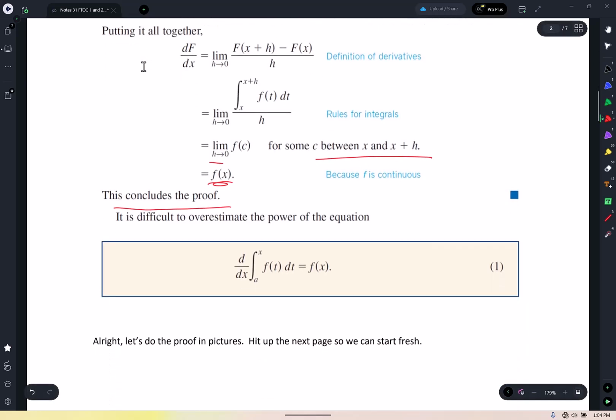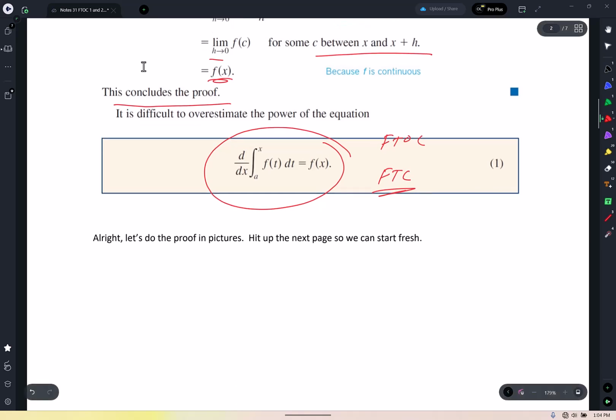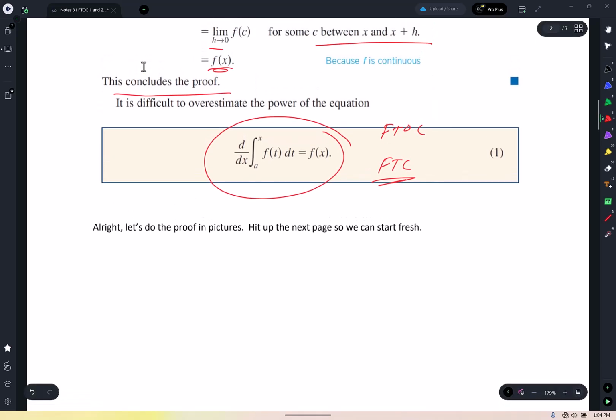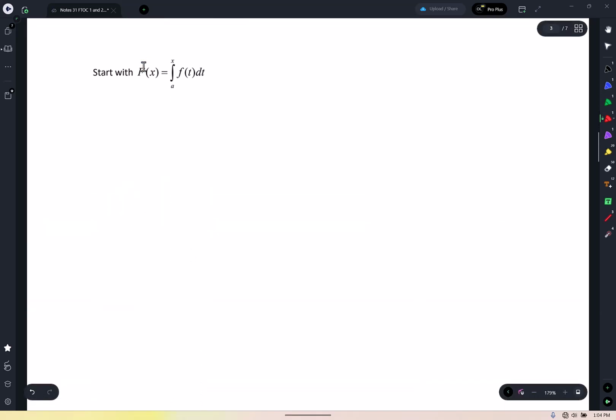Okay, no, we're going to go ahead and do it with pictures. So here it is. This is actually the fundamental theorem of calculus. Sometimes they call it FTC, or maybe it's preferred FTC instead of FTOC. All right, we're going to do this proof right now. You guys ready? All right, so go to this picture here.